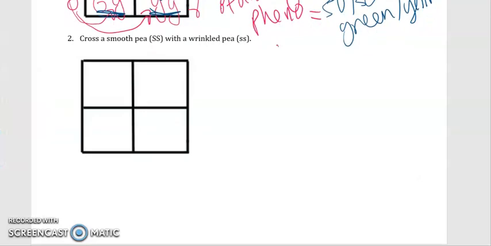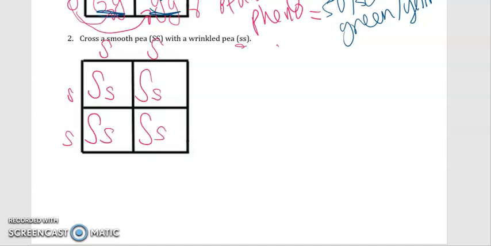So we have a smooth pea and a wrinkled pea. Smooth pea is big S, wrinkled is little s, little s. Drop the big S down. I got my littles that I shuffle across. All right, so I have 100% big S, little s genotype.